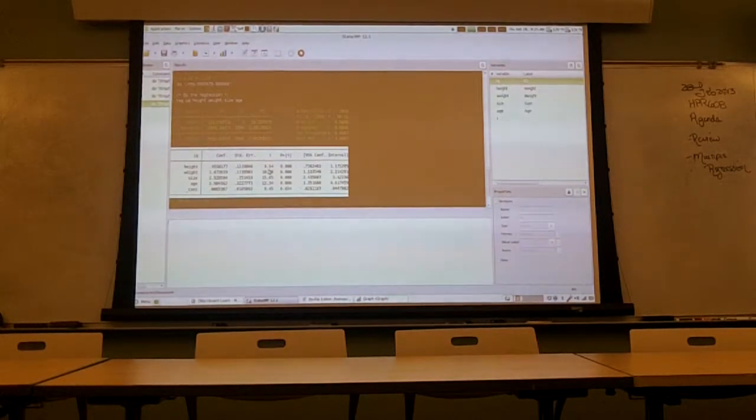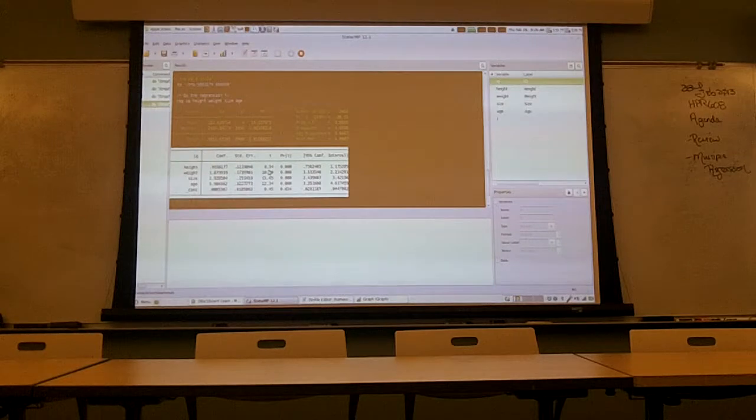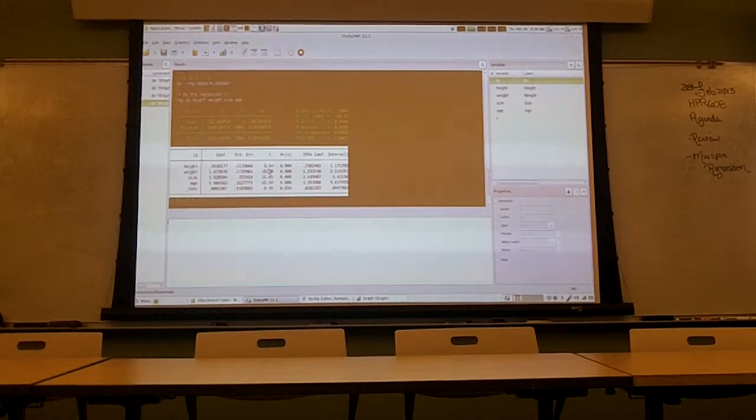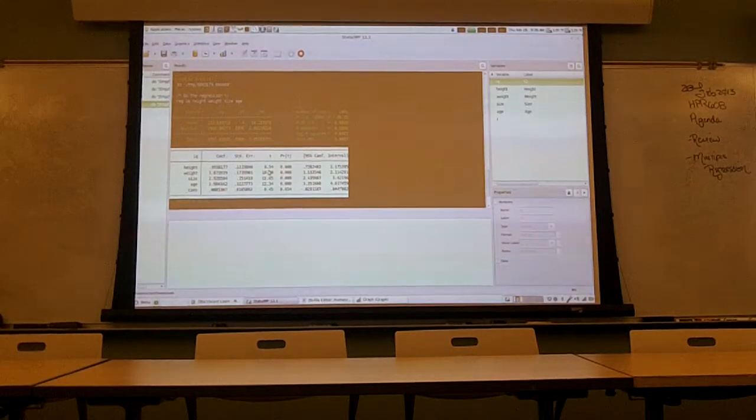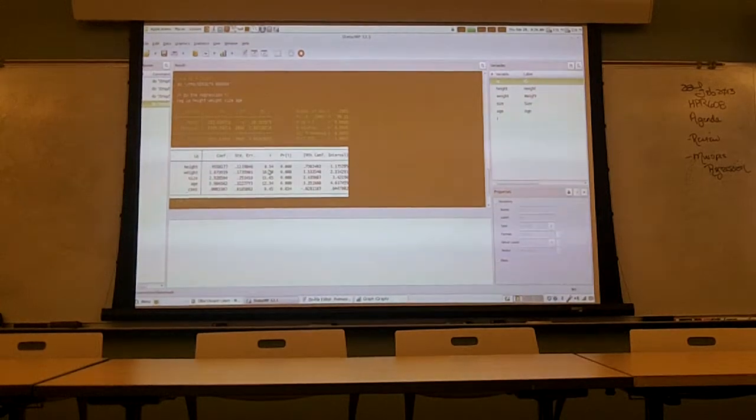What are we testing here with this t statistic? Anybody know what we're testing? If I were to write a null hypothesis for that height parameter, there's no relationship between height and IQ. So how else would I say that statistically? No, we're not comparing two means in this case.